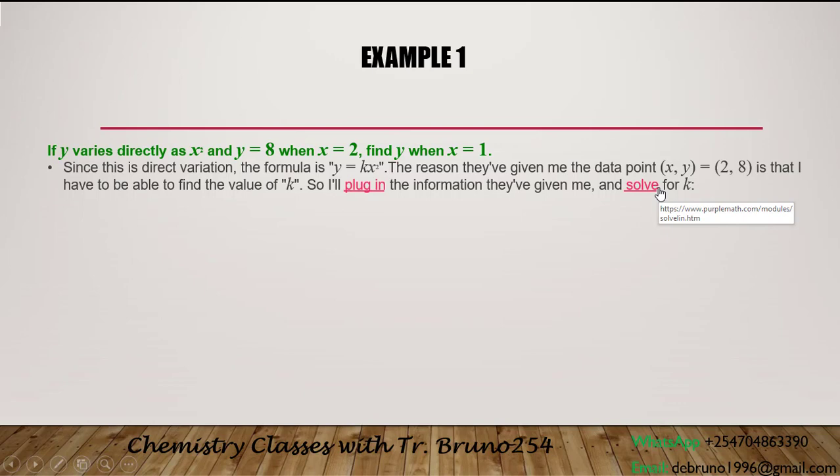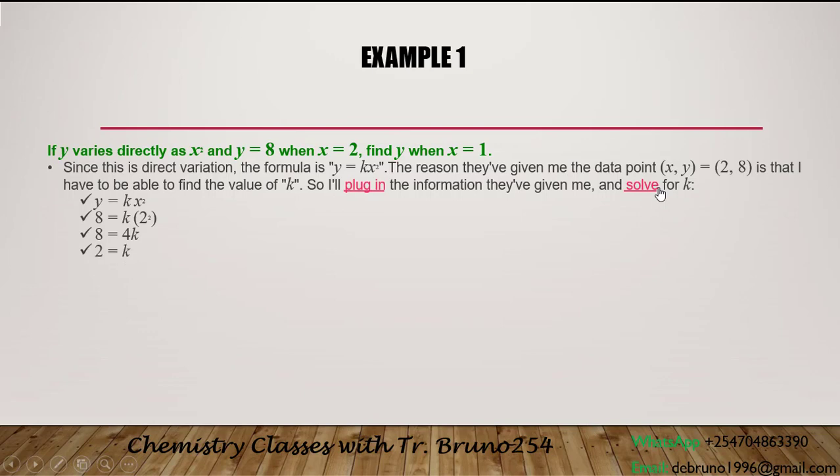So using these two, we are able to find the value of k. By plugging in these two data points, we can get the value of k. 8, which is the value of y, equals k, which is the constant, times 2, which is the value of x, squared. After squaring the value of 2, we get 4. So 4 times k is 4k, which is equal to 8.